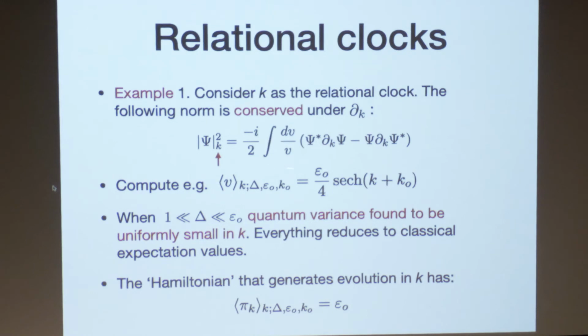The Hamiltonian is pi of K, because I'm thinking of K as time, so the operator generates time translations in superspace. This is not T. It's pi of K, and on the Gaussian wave packet, that's just epsilon 0. So actually, this epsilon 0 has a double life.